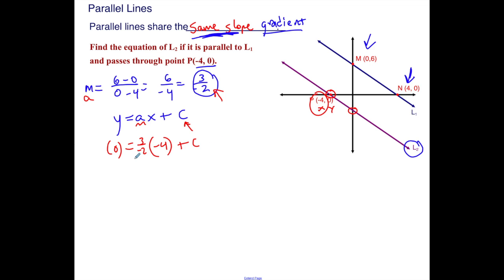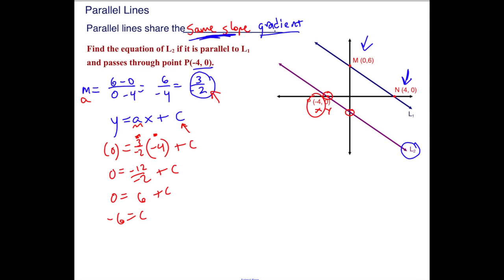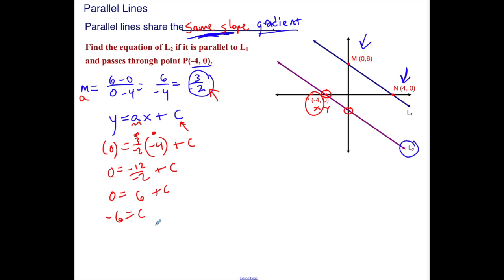Now we just solve for c. So 0 equals, when you multiply a fraction by a whole number, you're multiplying the top. So 3 times -4 is -12. So -12 over -2 plus c, all that equals 0. 0 equals, so you divide that, you get 6 plus c. Subtract 6 from both sides, so -6 equals c. So my equation is y equals 3 over -2 x minus 6.